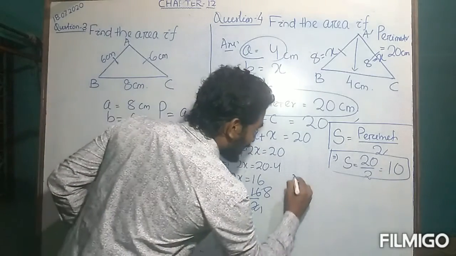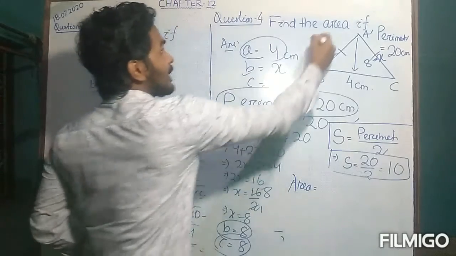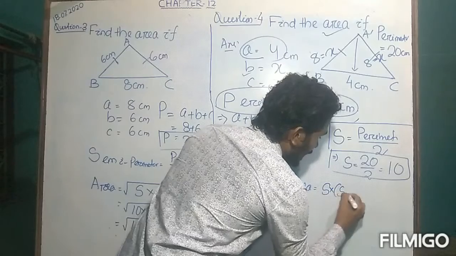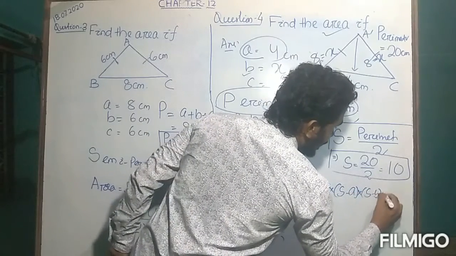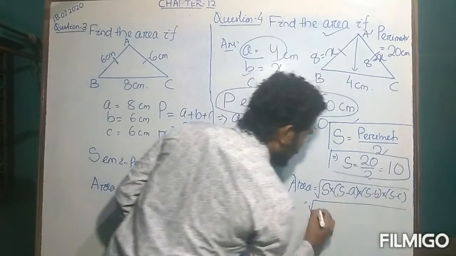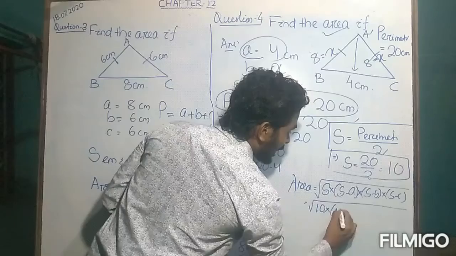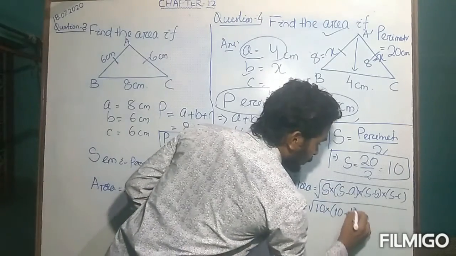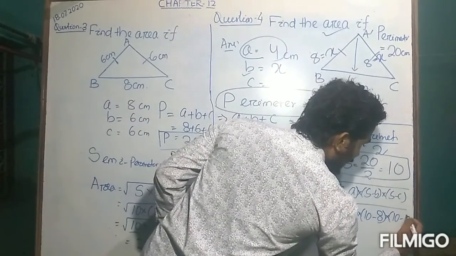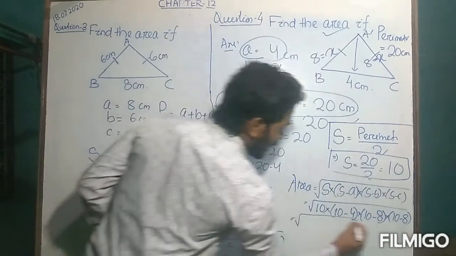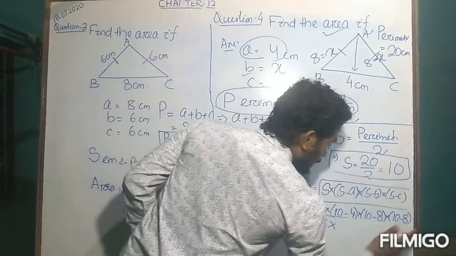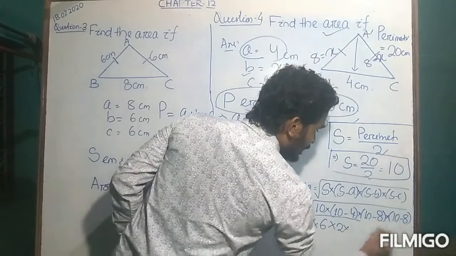Now calculating the area, because here we have to find the area. The area of the triangle formula is the square root of s into s minus a into s minus b into s minus c. So s means 10 into 10 minus a, a is 4, into s minus b, b is 8, into s minus c, also 8. So the final answer is 10 into 10 minus 4 is 6 into 10 minus 8 is 2 and 10 minus 8 is 2.